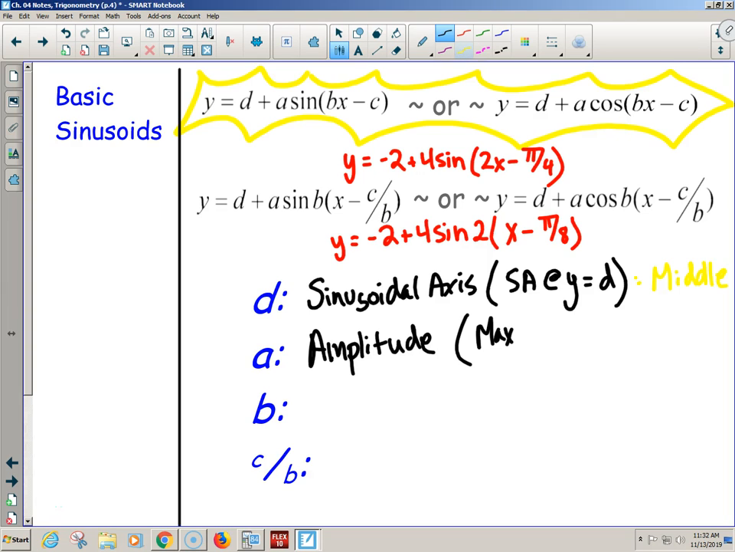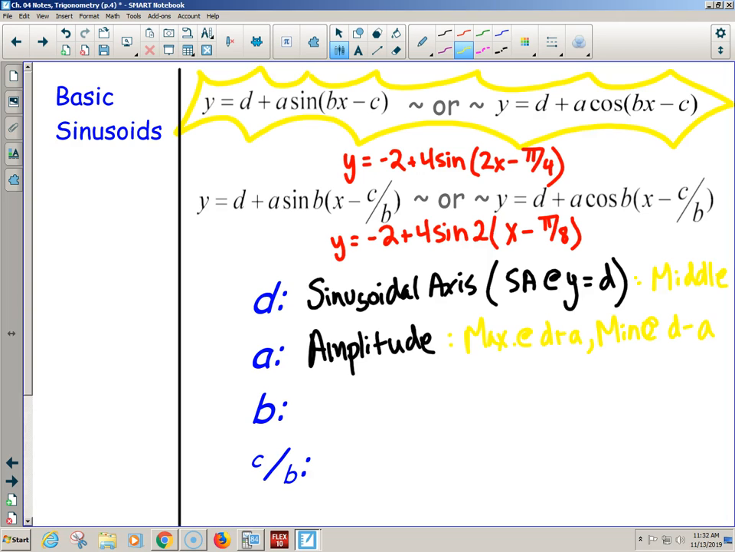Let's see, how do I write this? The amplitude is A. I'm going to go straight to this, which means my max is going to be at D plus A, and my min is going to be at D minus A. If you noticed, I started from the middle and went up A to find the highest the wave could go, and I went down A to find the lowest the wave could go.